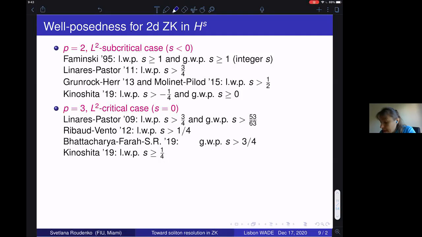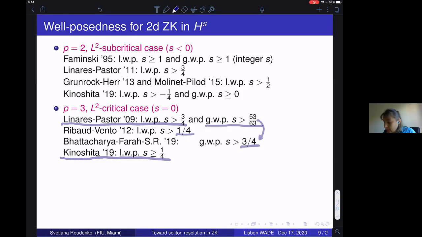Here the game started with Linares and Pastor in 2009, obtaining the local well-posedness in s greater than 3/4, and global well-posedness a little bit less than 1. Then Ribaud and Vento improved it to 1/4. And then we had the work for global well-posedness using the I-method to basically bring this down to 3/4. And local well-posedness was recently obtained by Kinoshita as s greater or equal than 1/4. Okay, so this is for the L2 critical case.